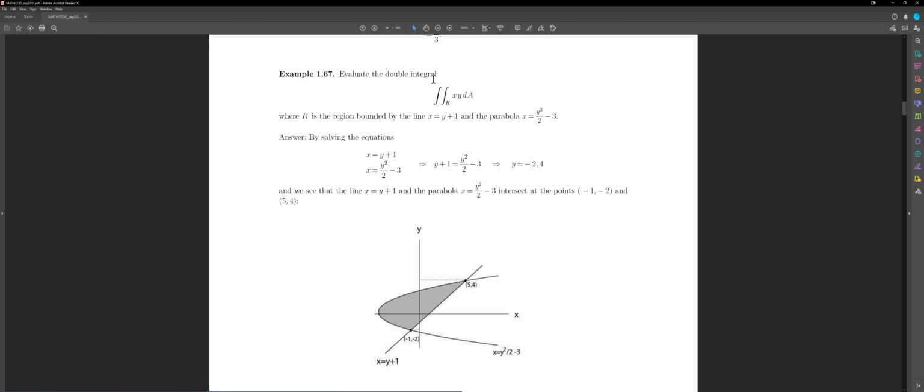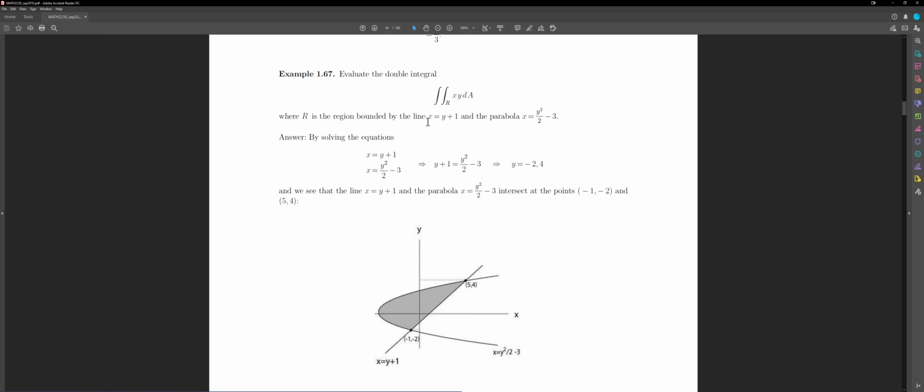Let's look at this example from the notes. I have this double integral, and I want to integrate over a region R in the xy plane. They didn't tell you what type of region it is. They just tell you that the region is bounded by the line x equals y plus 1 and a parabola x equals y squared on 2 minus 3.